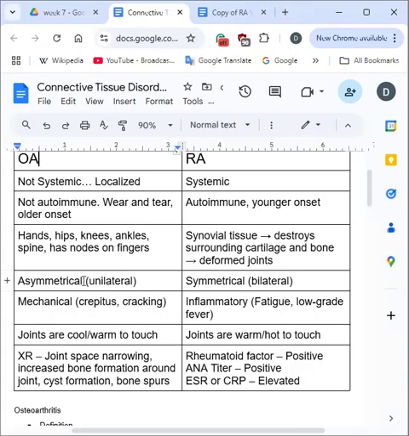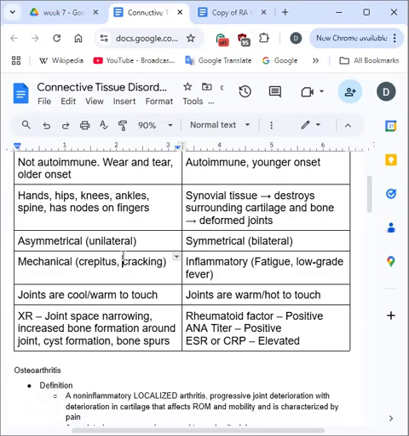OA will typically be unilateral and asymmetrical, while your RA, because it's systemic, is going to be symmetrical. So if you're having that RA damage in your hands, it's going to be both hands. While with OA, it might be that one of your hands you use more than the other, or you wear and tear the cartilage more. So it's your right hand that has OA or your right knee that has OA, while RA would have that inflammation damage on both.